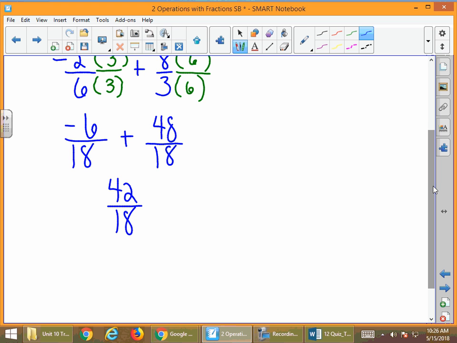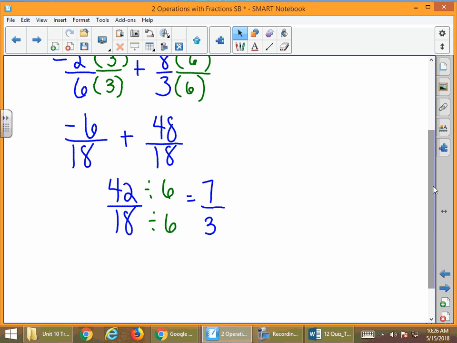And then the question is, can we reduce or simplify that fraction a little bit more? Is there any number that goes into both 42 and 18? And hopefully you realize that it's 6. And 42 divided by 6 is 7. And 18 divided by 6 is 3.